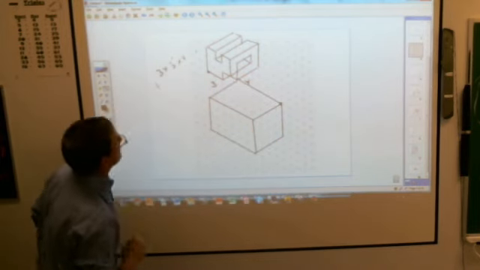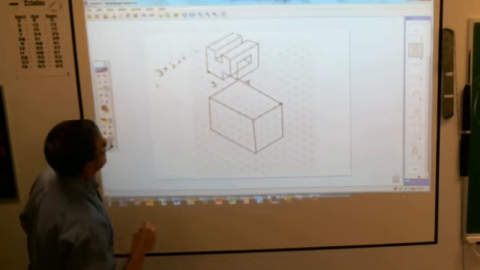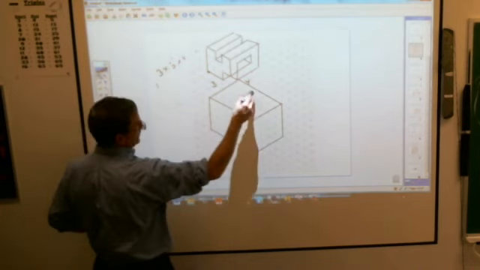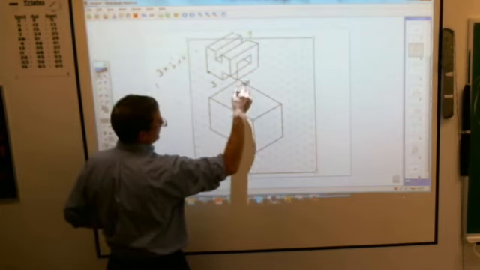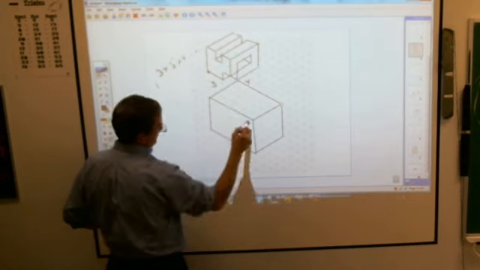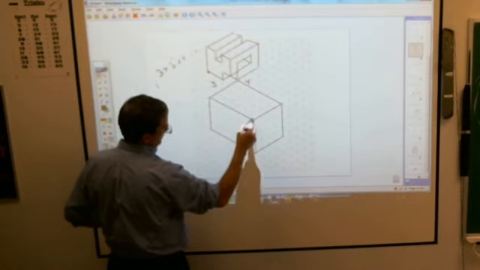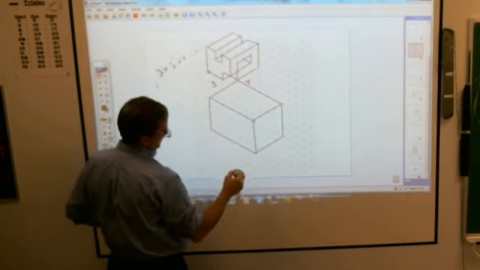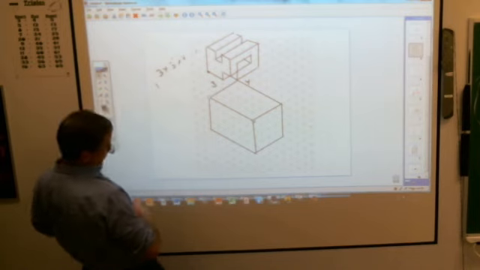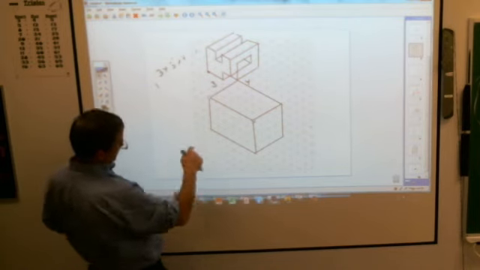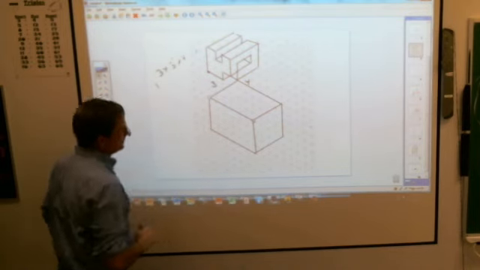Wait, why does that not look right? Oh, because I just need to clean up some stuff. This one needs to be this way. This one needs to be this way. There. That's your starting block. It is all 4 by 6, right? There.